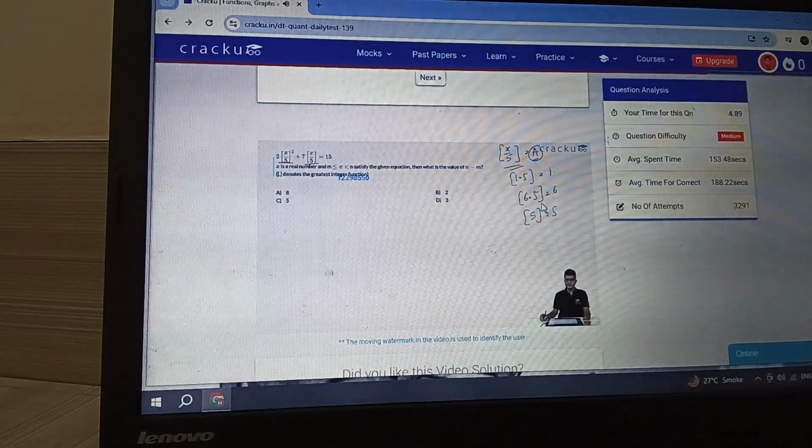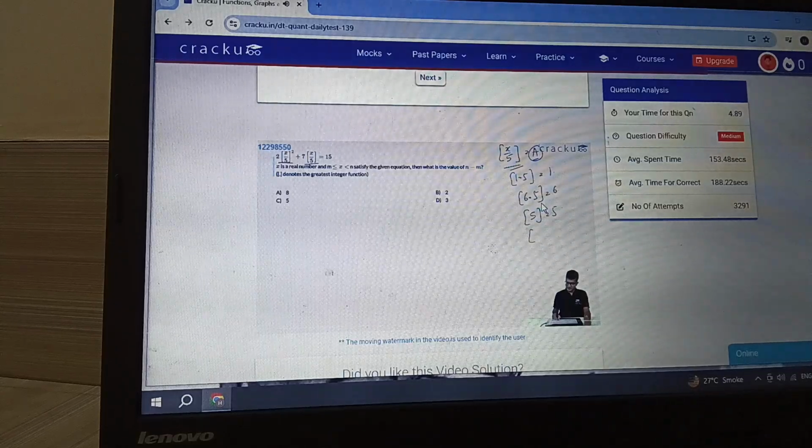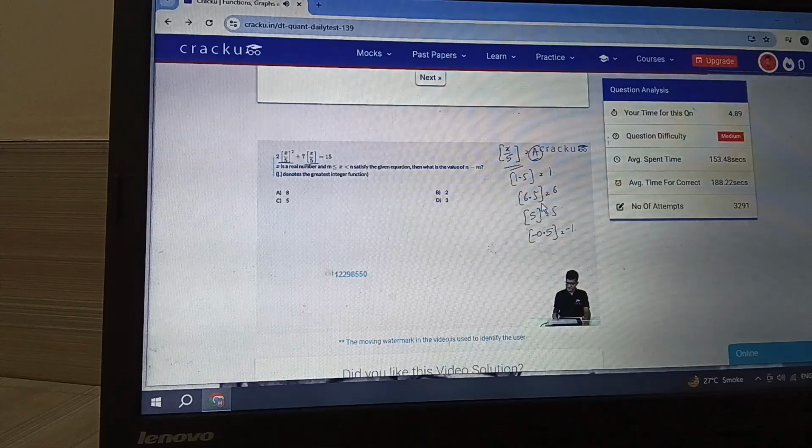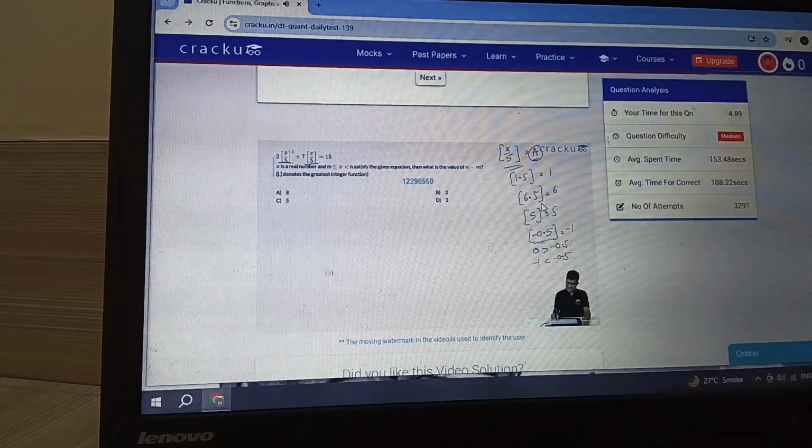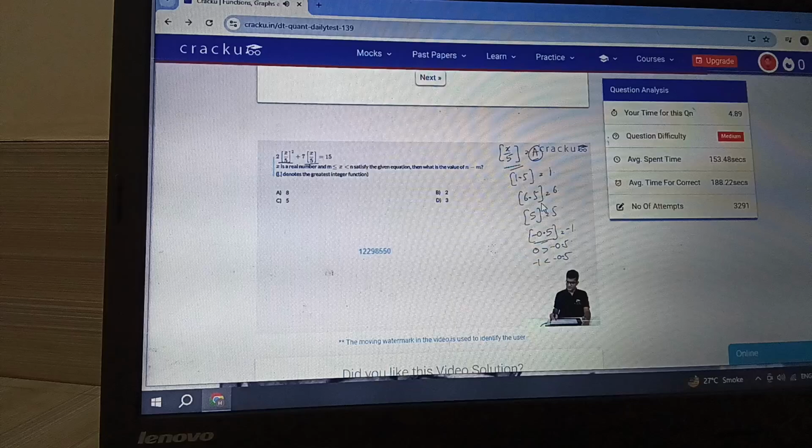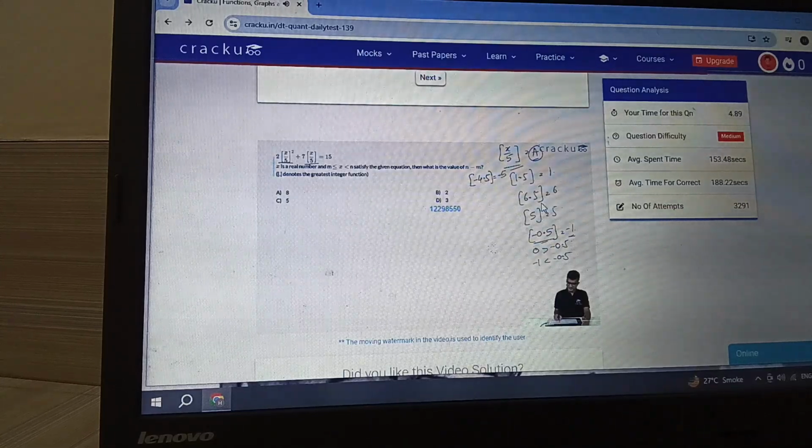Now if you are looking at negative numbers, what is the greatest integer which is less than or equal to minus 0.5? This is equal to minus 1. Because 0 is greater than minus 0.5, but minus 1 is less than minus 0.5. So you should know that 0 is greater than minus 0.5, while minus 1 is less than minus 0.5. So the greatest integer which is less than or equal to minus 0.5 is equal to minus 1. Similarly, what is the greatest integer which is less than or equal to minus 4.5? This is equal to minus 5.